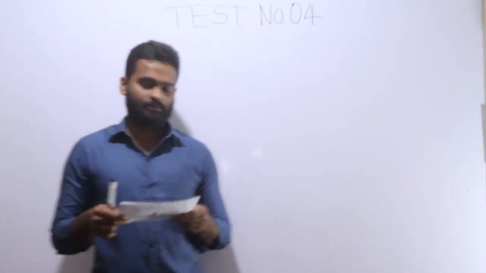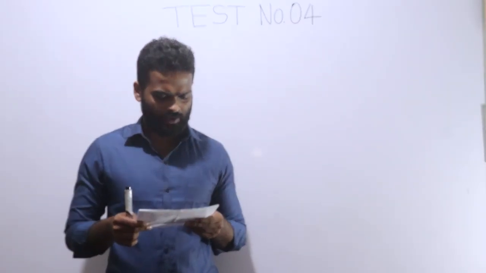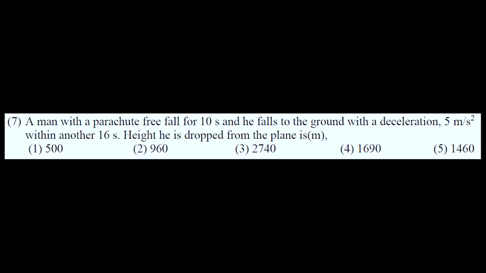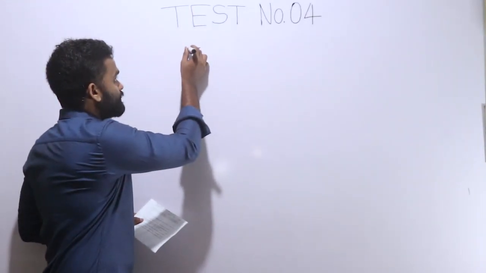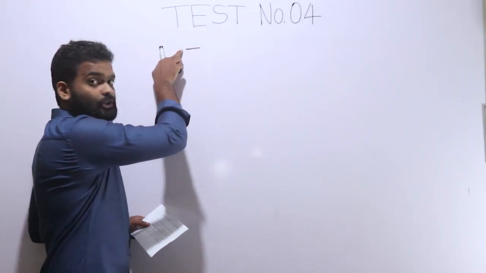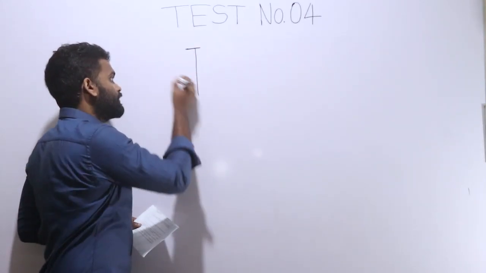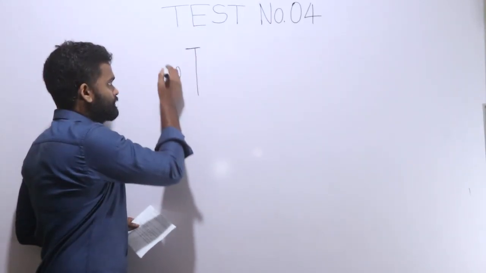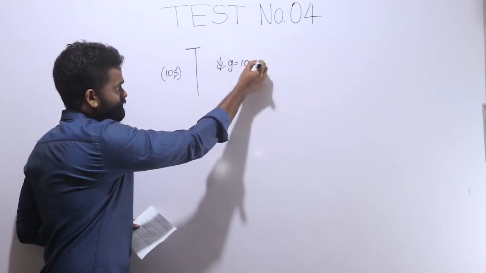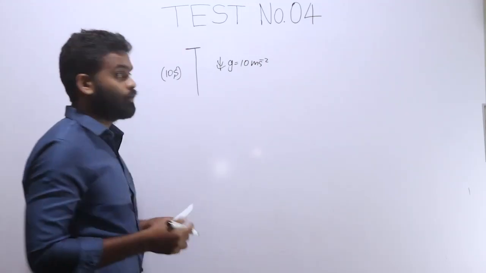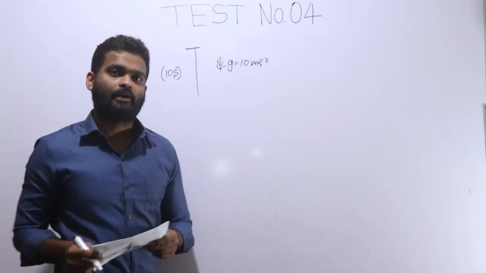Okay, seventh question. A man with a parachute free falls for 10 seconds. Free falls means he is falling under gravity at acceleration 10 meters per square second. So let's say he's dropped off from the plane at this position, at this height. And for 10 seconds he free falls, meaning that acceleration is under gravity only. So it is under gravitational acceleration.